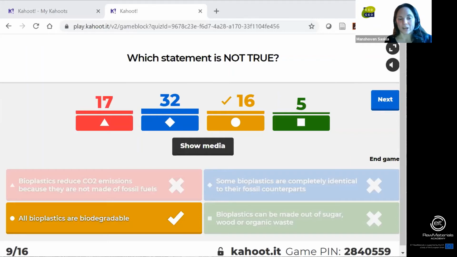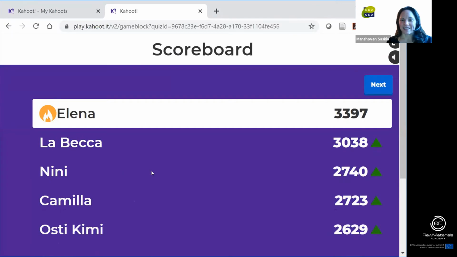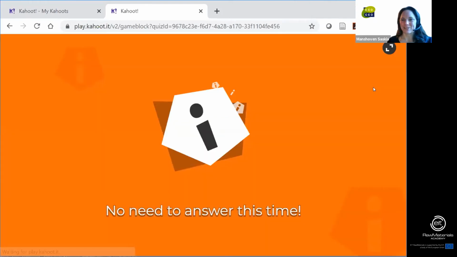However, it is very important to note that not all bioplastics are biodegradable. To turn into real compost, most of them really need a specialized industrial process. So it's very important to keep in mind: never throw a product made of bioplastic in nature or just into the kitchen waste, because it will not biodegrade. Okay, let's see what this does to the ranking. Oh, Elena is still on top, followed by Labecca and Nini. Okay, back to you, Anse.